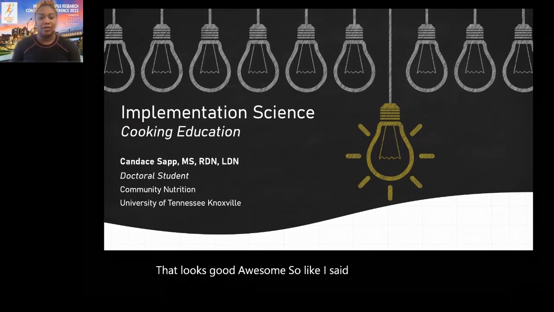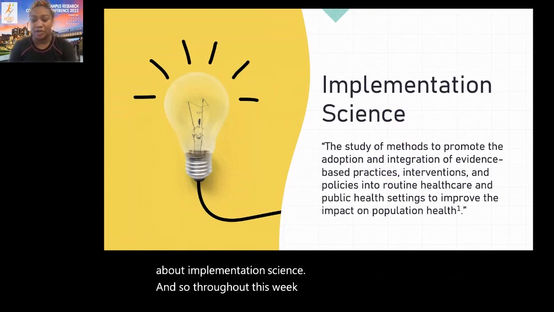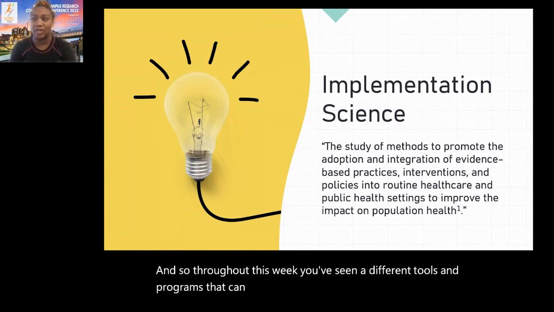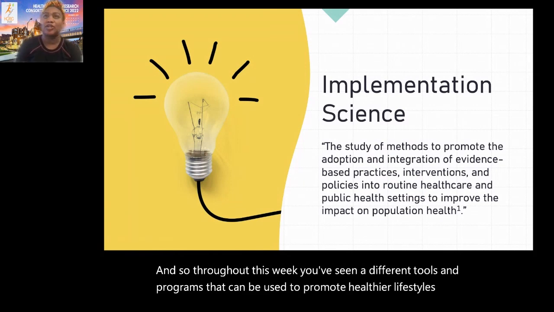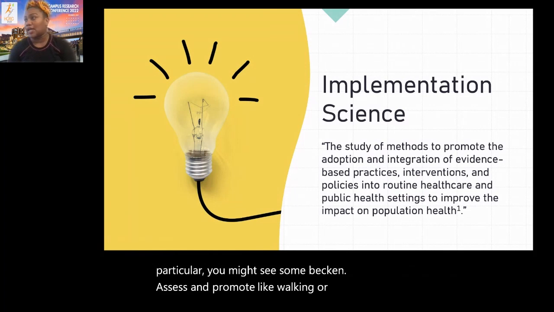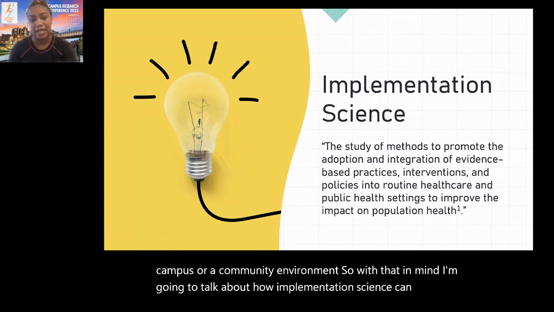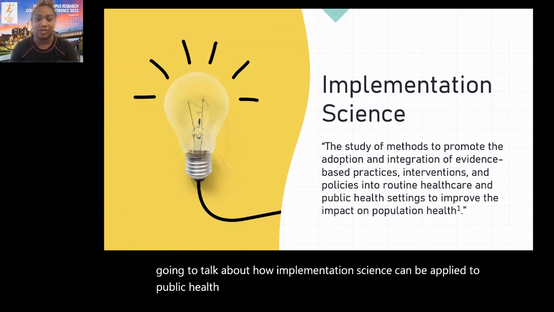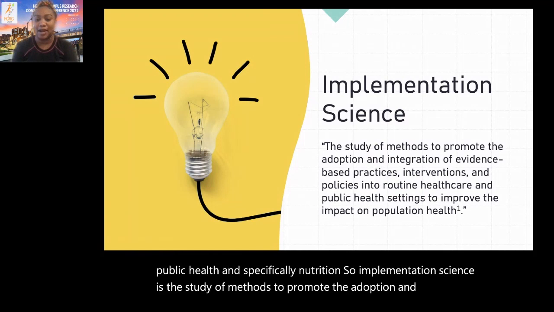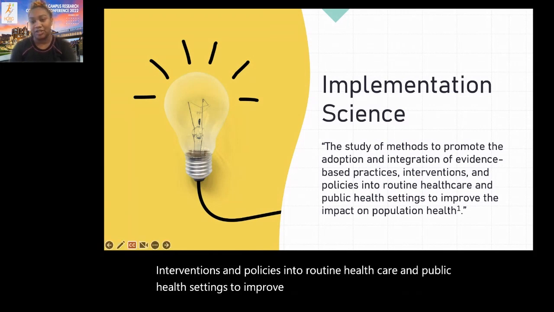So like I said, I'm going to be talking about implementation science. Throughout this week, you've seen different tools and programs that can be used to promote healthier lifestyles. In particular, you might see some that can assess and promote walking or biking or assess the healthiness of a campus or a community environment. With that in mind, I'm going to talk about how implementation science can be applied to public health and specifically nutrition. Implementation science is the study of methods to promote the adoption and integration of evidence-based practices, interventions, and policies into routine healthcare and public health settings to improve the impact on population health.